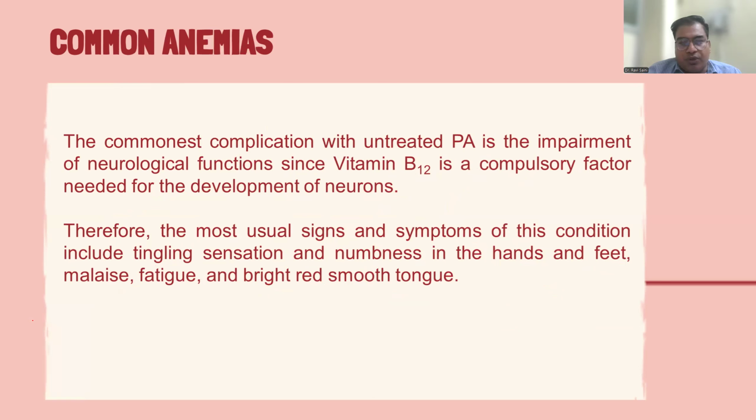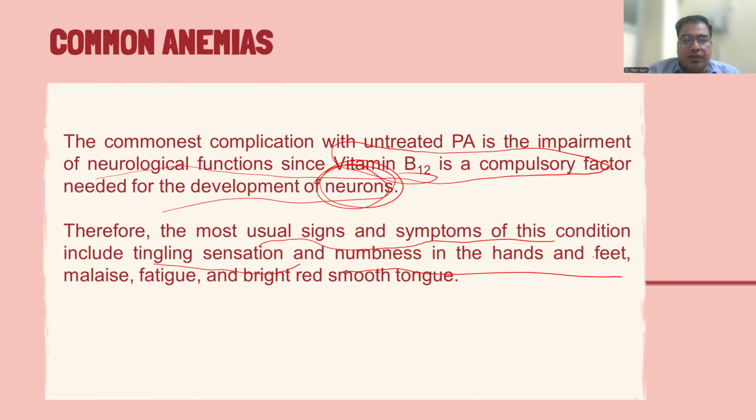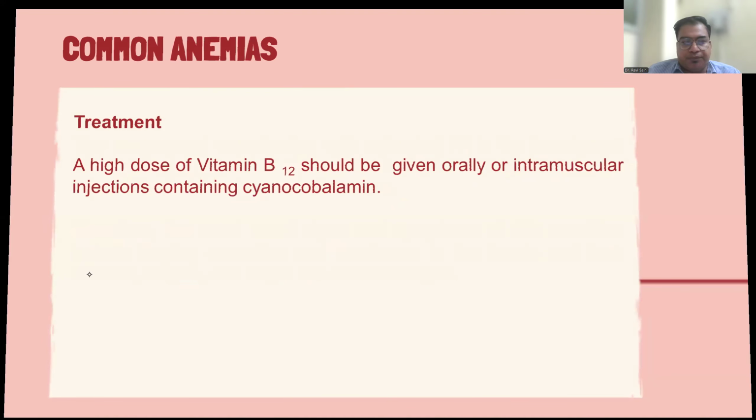The commonest complication with untreated pernicious anemia is the impairment of neurological functions because vitamin B12 is needed for development of neurons. Most usual signs and symptoms of this condition include tingling sensation, numbness in hands and feet, malaise, fatigue, and bright red smooth tongue. These are some signs and symptoms in pernicious anemia.